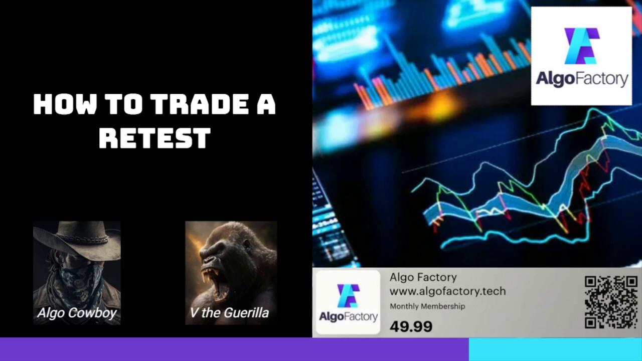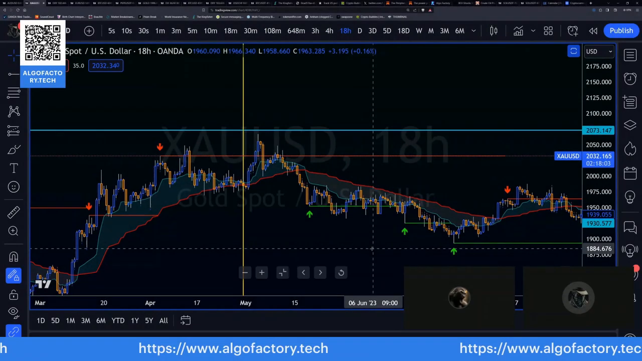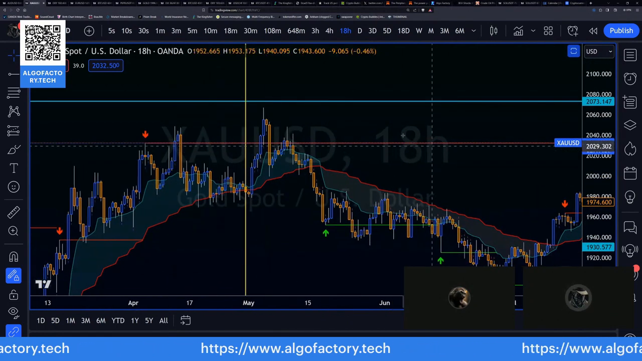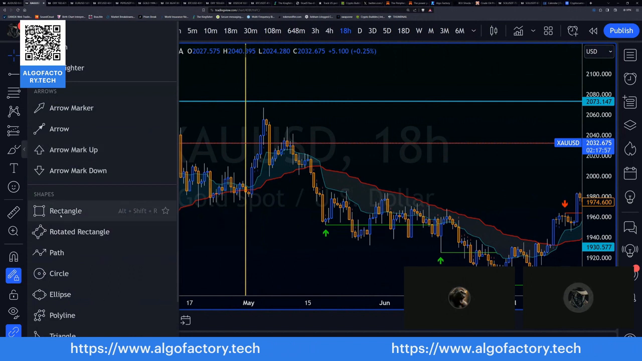And we look at a bearish retest today, but this also works with bullish retests as well. Enjoy. So bearish retest is going to be where price kind of creates this range a lot of the time.